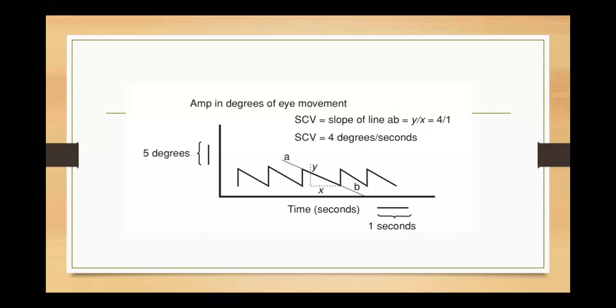It is your SCV. So why is this important? Because the fast component is your correction. The more mistake you make, the more correction you have. So we don't measure your correction, we measure the mistake. Okay, so when does the mistake happen? When there is more problem in the vestibular system, you will have more mistake. When you have less, you will have less mistake.